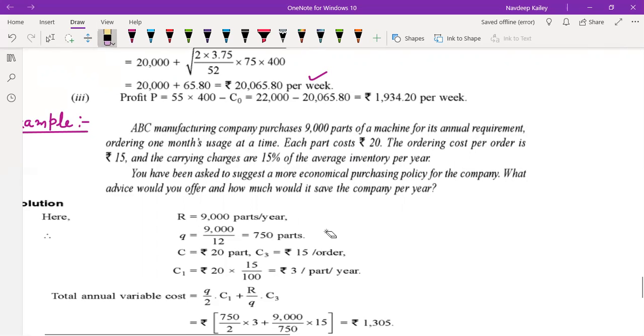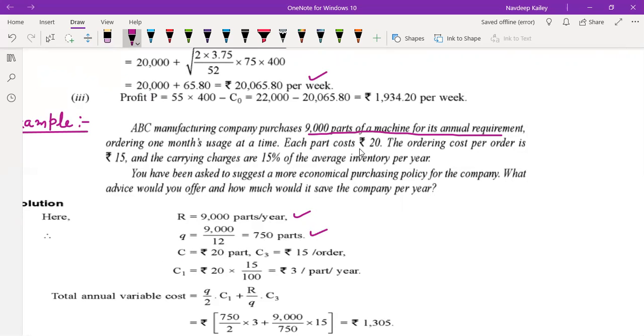Now we have supply rate as 9,000 parts of a machine for its annual requirement, that is capital R is 9,000 parts per year. The quantity is calculated by dividing by 12, that is 750 parts.